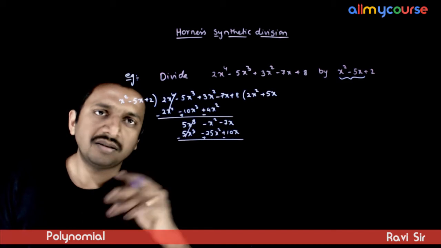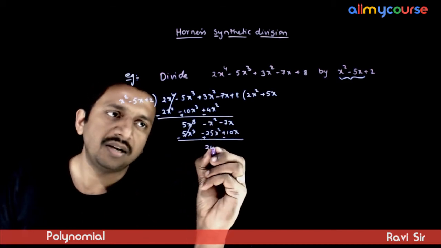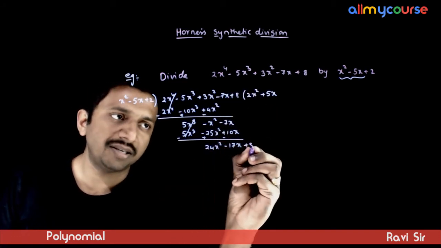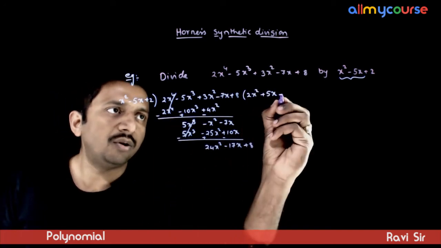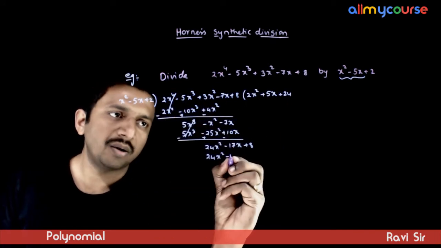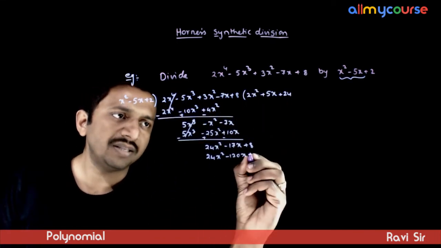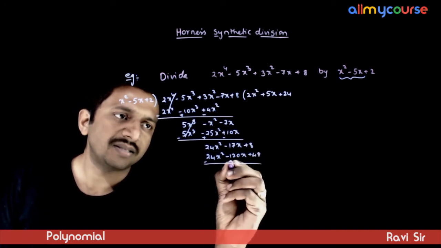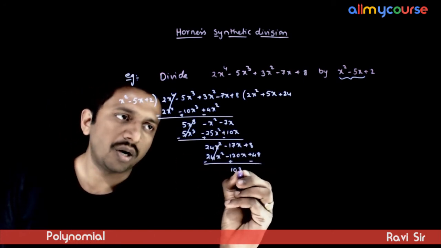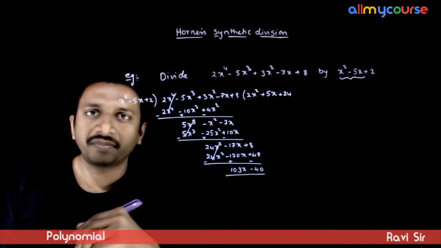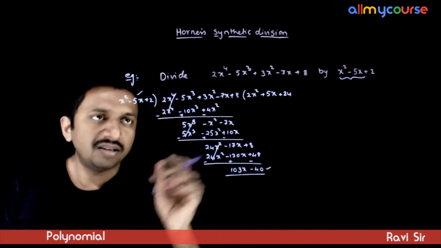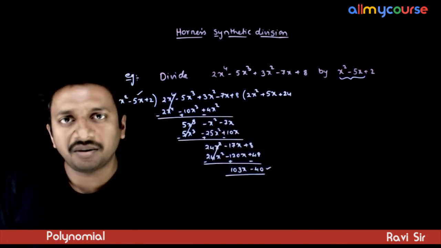So this 2 gets cancelled. 25x^2 minus x^2 is 24x^2, minus 17x, and you borrow this 8. So x^2 into 24 is 24x^2, minus 120x, 2 into 24 is 48. Minus, plus, minus. 24x^2 gets cancelled. 120 minus 17, 103x, minus 40. So now the division is complete. The divisor is a quadratic, the remainder is linear, and this is the quotient and this is the remainder.